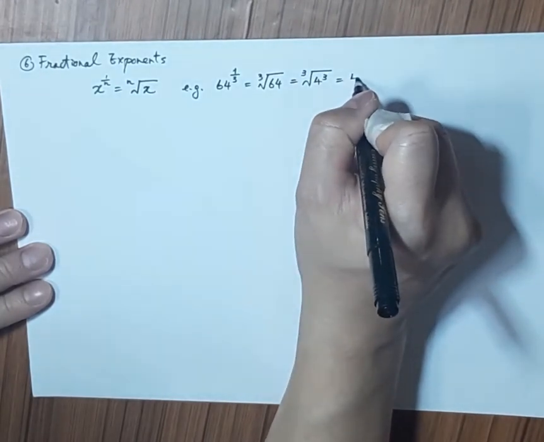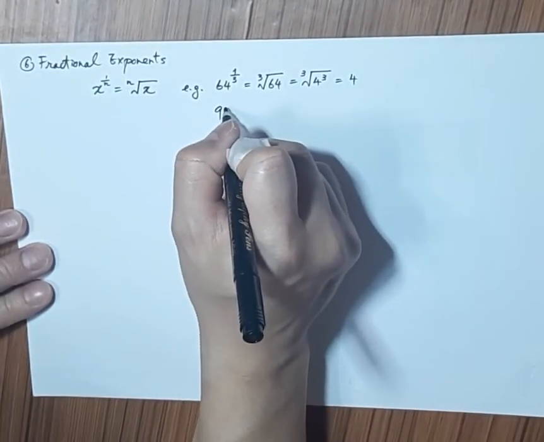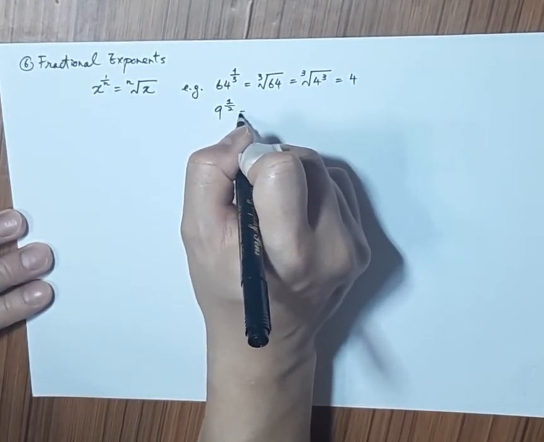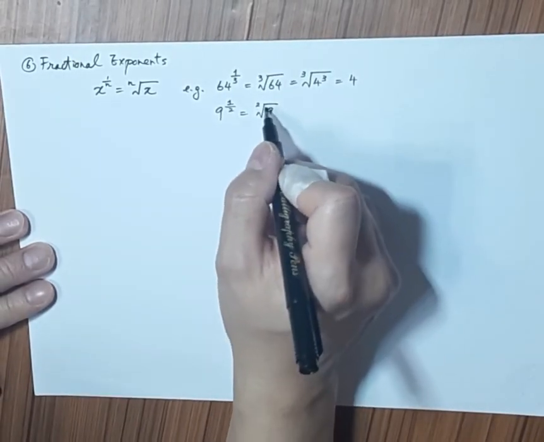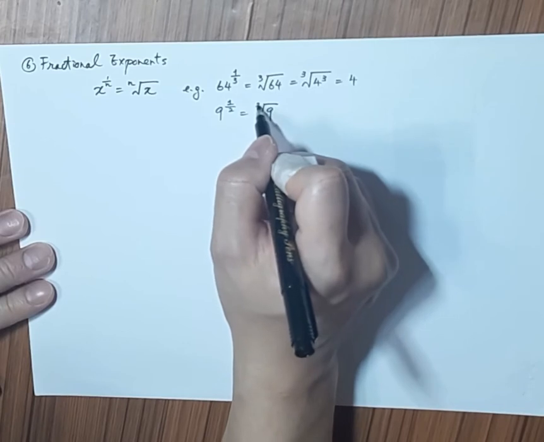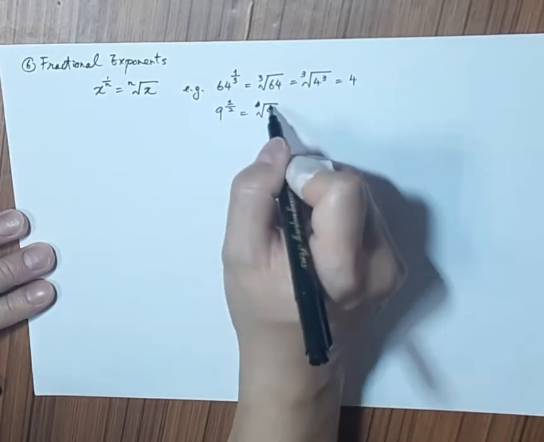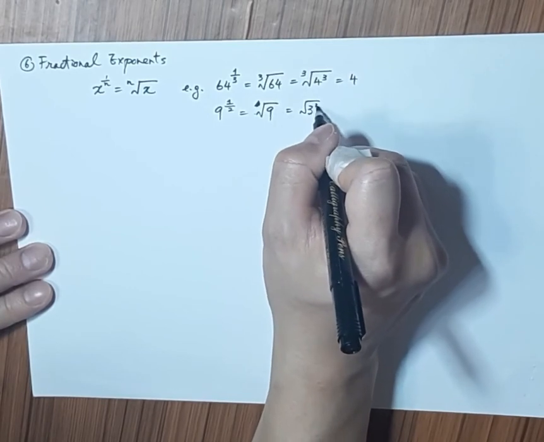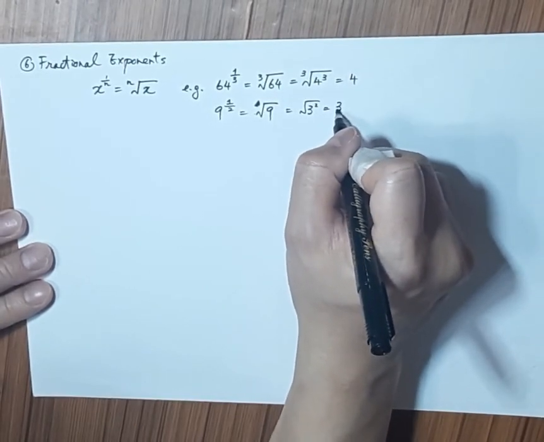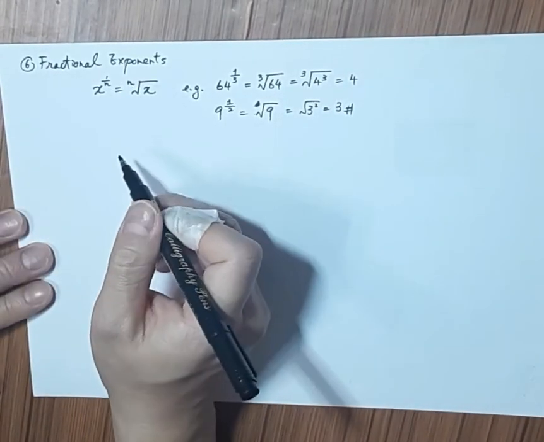So it's equal to 4. If we have 9 to the power of 1 over 2, it is equal to the square root of 9. If we have a square root of 9, we usually don't write the 2. So the square root of 9 is equal to the square root of 3 to the power of 2, which is equal to 3. This is the fractional exponent rule.